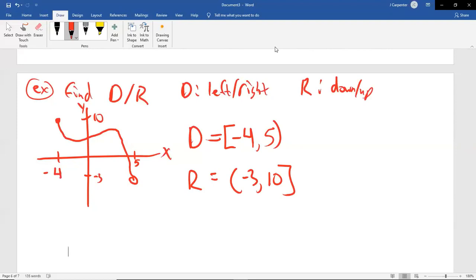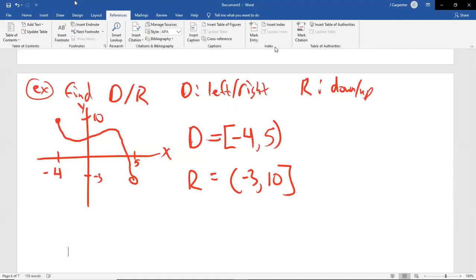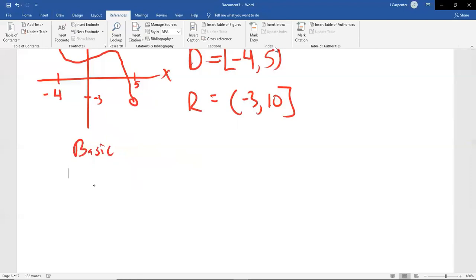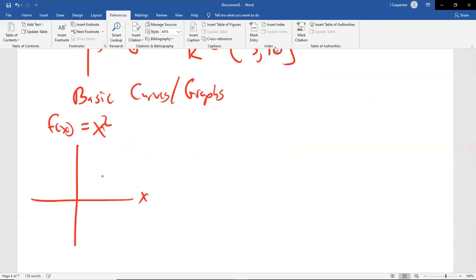I'm just kind of thinking about some stuff. Some basic curves, or graphs. F of x equals x squared, or y equals x squared. I still think you should know what these look like. This is also known as a parabola. It's our standard quadratic. It has a vertex at the origin, and it looks like that.